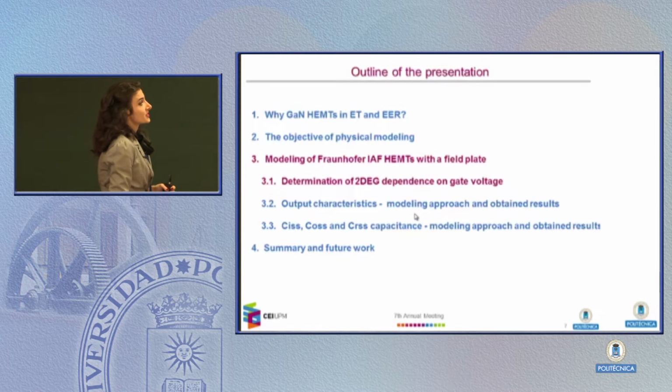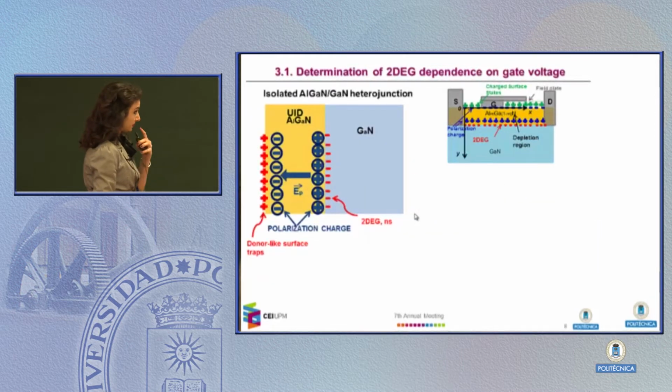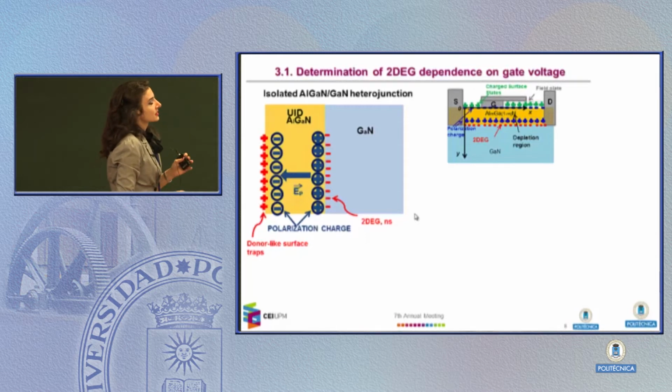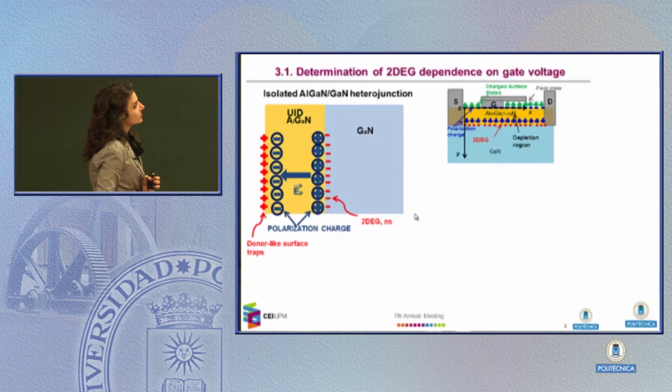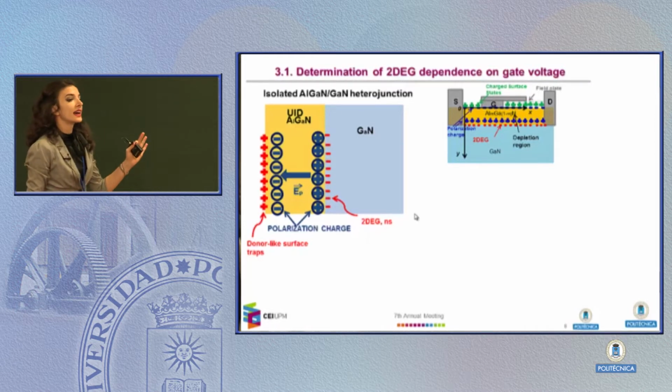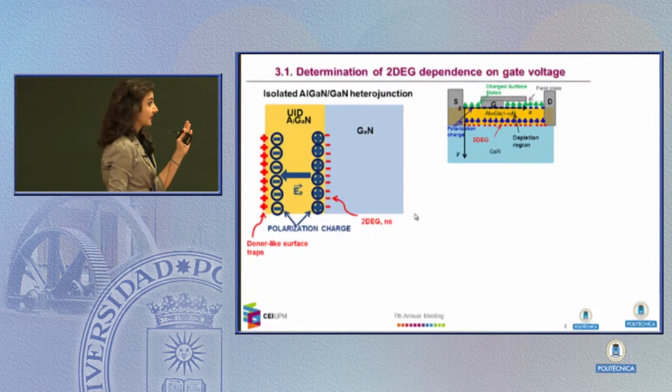In order to present the model, it is necessary to start with the basic physics of semiconductors. First, I would like to point out some really unique features of gallium nitride devices. On the left-hand side, you can see an isolated aluminum gallium nitride heterojunction, which means that it doesn't even have an applied gate contact. So it's just a heterojunction with undoped aluminum gallium nitride, significantly thinner than the gallium nitride layer.